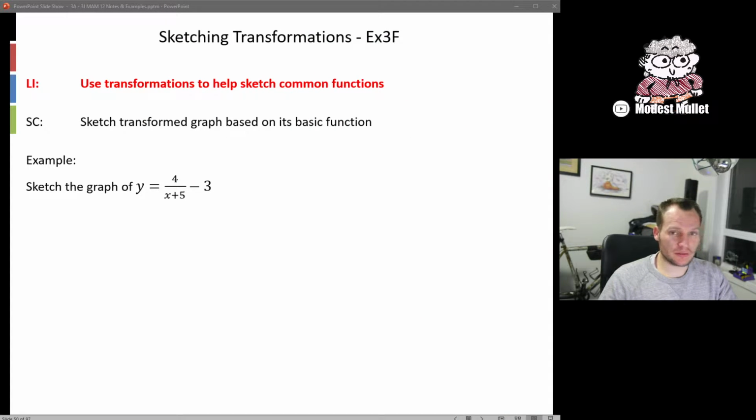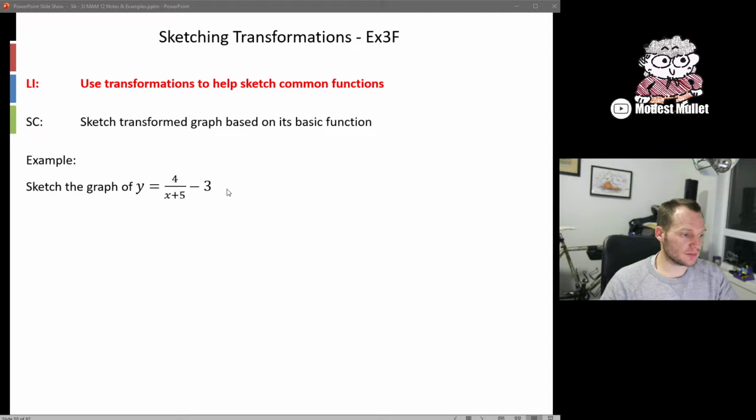Welcome to this video as we continue our journey on transformations. Our main learning intention from this is to be able to use transformations to help us when we're sketching. To be successful at this is to sketch a transformed graph when we know what its basic function looks like. For example, be able to sketch the graph of y equals 4 on x plus 5, minus 3.